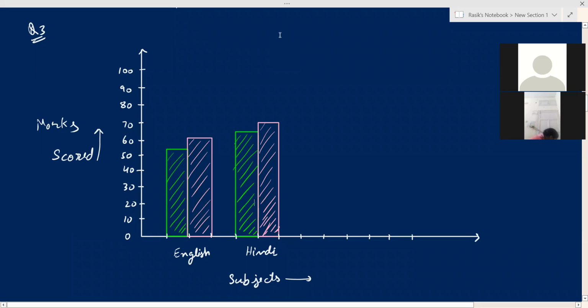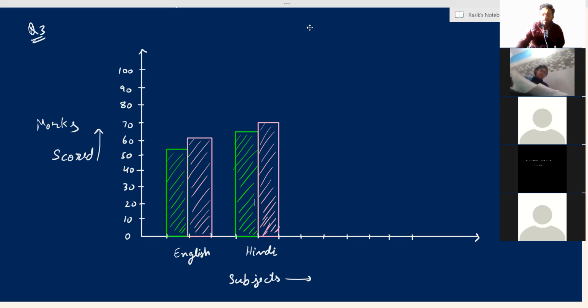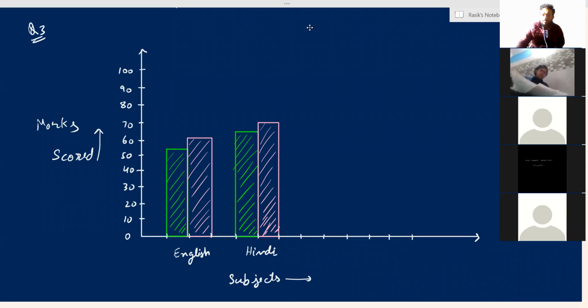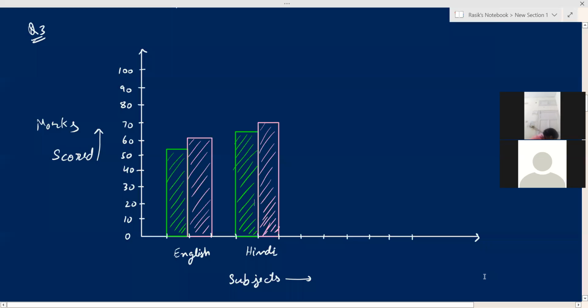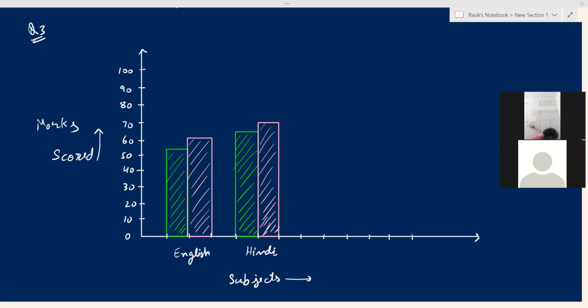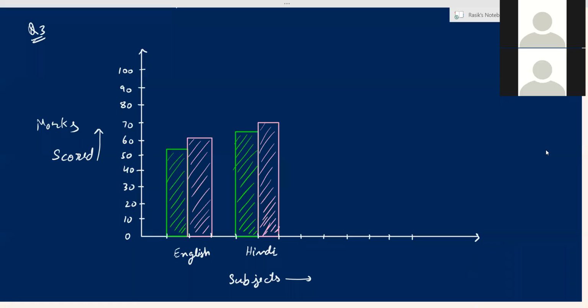Have you all understood how to do and what to do? Please complete the bar graph yourself and keep your videos on. I can see many of you have kept your video off. Keep your video on, everyone. Sir, just in a minute. Keep it on. Keep your video on, otherwise I will mark you absent. Sir, I am opening in a minute.